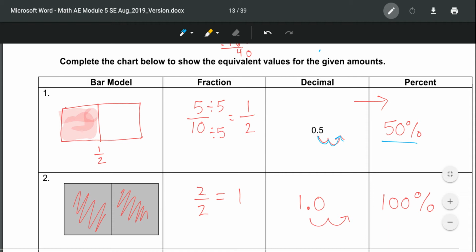So you want to draw a rectangular bar model, and then you're only going to shade in half of the bar model. So notice how in my drawing, I split my bar model in half and only shaded in half of it.